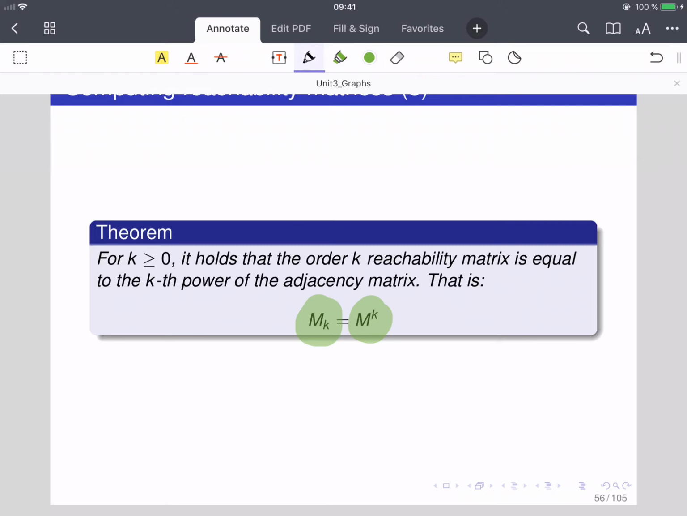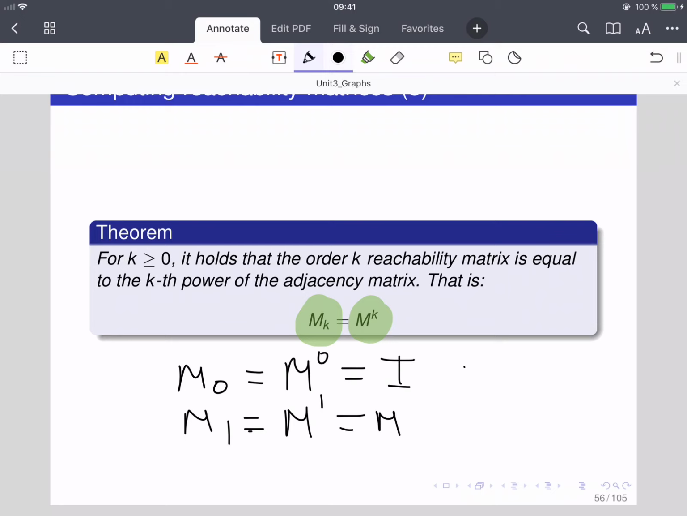And this is clear, for instance, for m0, because this is m to the power 0, which is the identity matrix, and we already know that the zero reachability matrix is the identity matrix. Of course, m1 is m to the power 1, because we have already said that the one reachability matrix is the adjacency matrix. Okay, and for instance, we can compute the two reachability matrix as the square of the adjacency matrix. Why is that so?